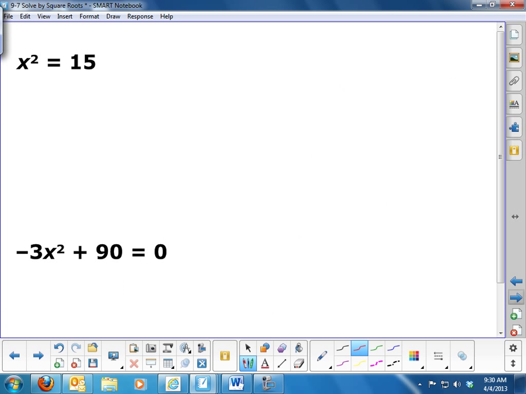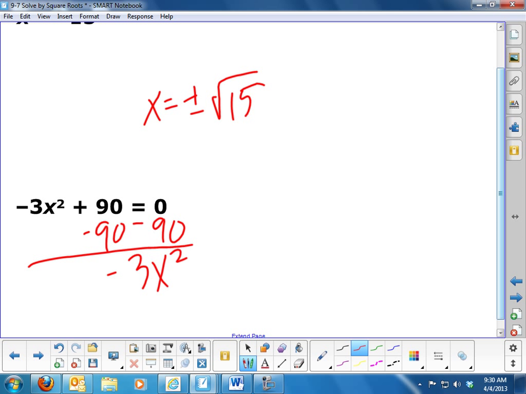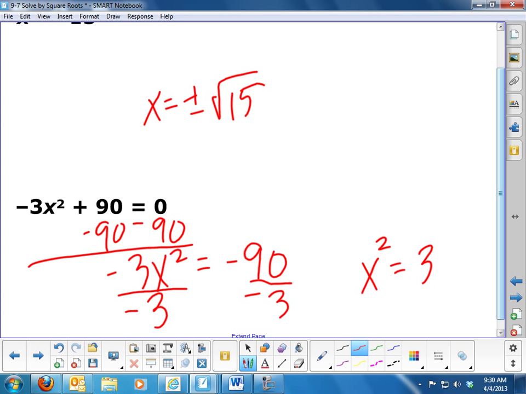Okay? X squared equals 15. I think this is the same one on the example. It sure was. X equals plus or minus the square root of 15 is my answer. When I look at the next problem, I'm going to subtract 90 to each side. So I get negative 3x squared equals negative 90. Now I need to divide by negative 3. Remember, we're trying to get x squared alone. So I get x squared equals positive 30.